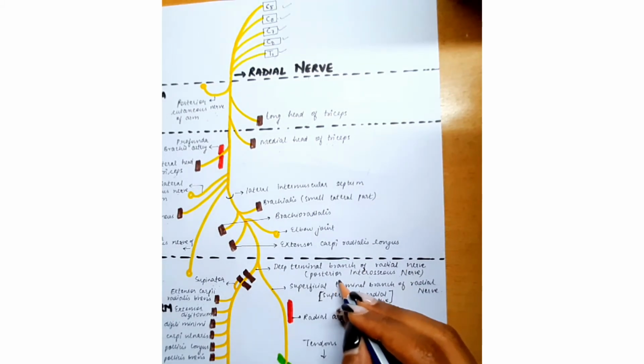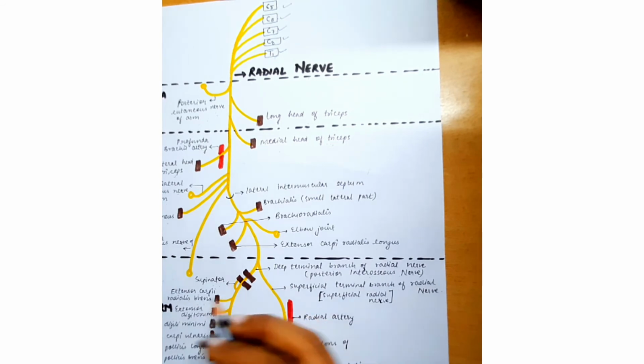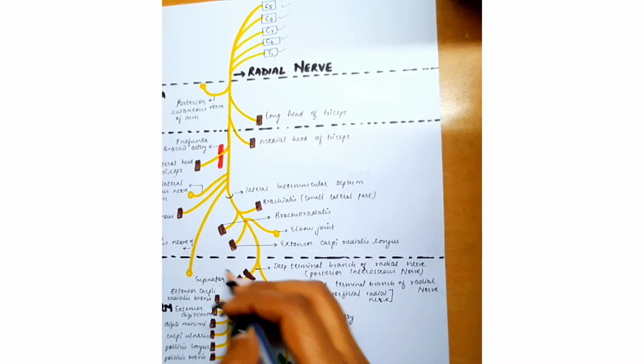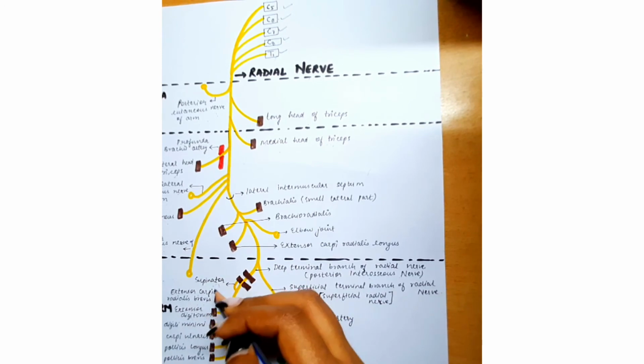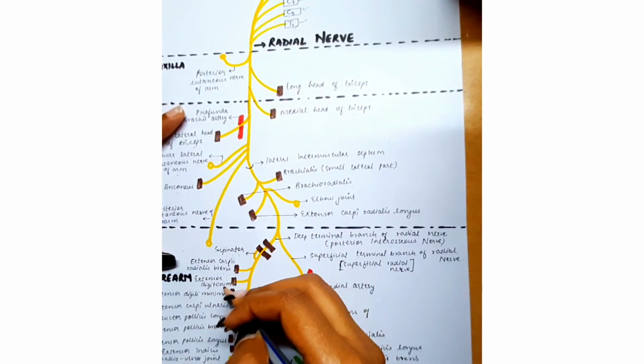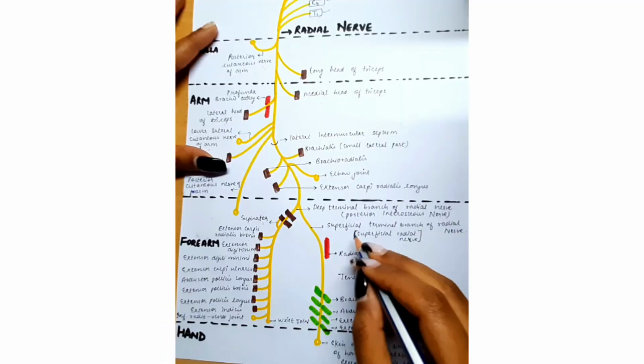डीप टर्मिनल ब्रांच, जिसको हम पोस्टीरियर इंटरोसियस नर्व भी बोलते हैं, सप्लाई करती है 2 मसल्स को, एक्सटेंसर कार्पाई रेडियालिस ब्रेविस एंड सुपिनेटर. After supplying these 2 muscles, through the substance of supinator, it enters the posterior compartment of forearm and supplies all the extensor muscles of the forearm. It also gives an articular branch to the inferior radioulnar joint and wrist joint.